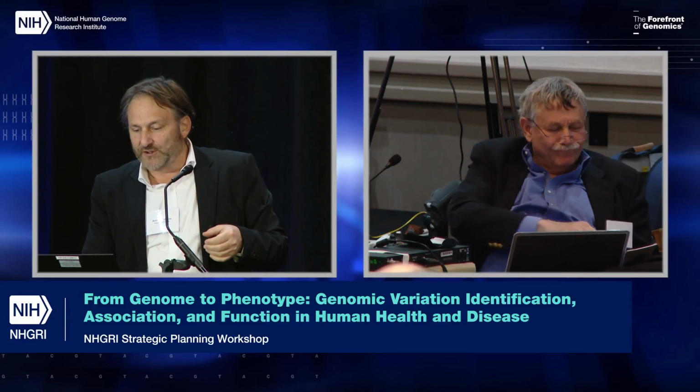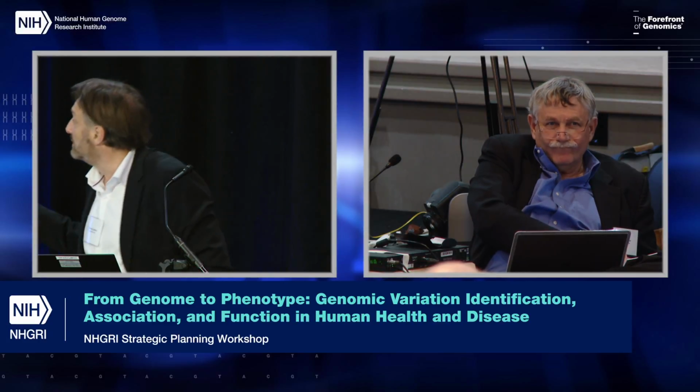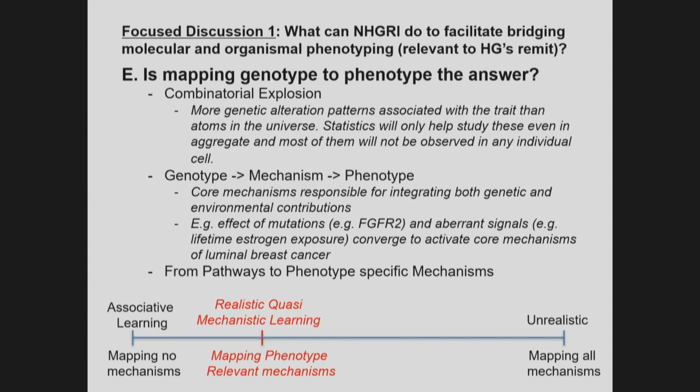I had a slide here that I prepared, where you can see that continuum. So basically, we can do associative learning by mapping no mechanism. We can do an unrealistic mapping of every single detailed mechanism. But there's somewhere in between where we can actually learn something important by doing only 20% of the work that would be required to do it in everything.